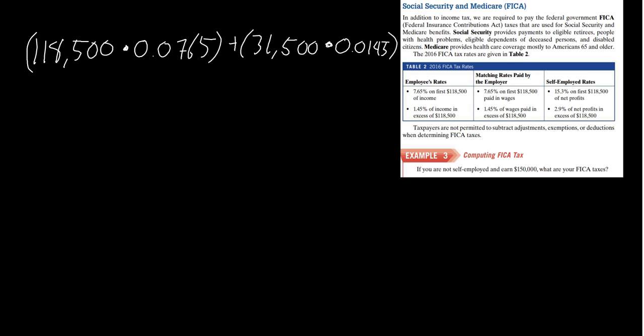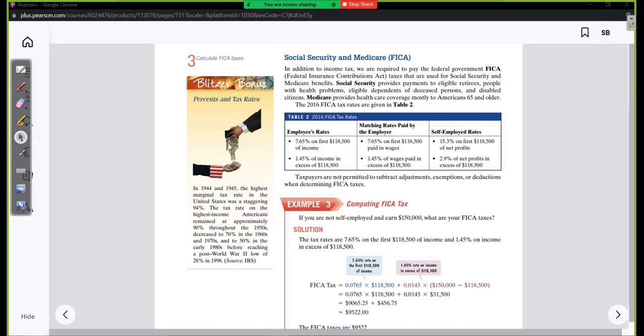118,500 times 0.0765 plus 31,500 times 0.0145, so 9,522. So we are supposed to pay $9,500 in FICA taxes if we make $150,000. And that was pretty easy. That was good. That was easy.